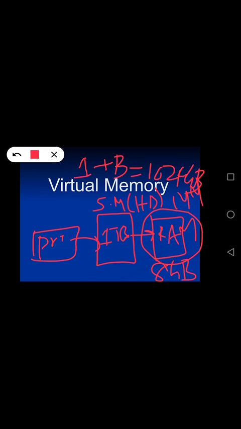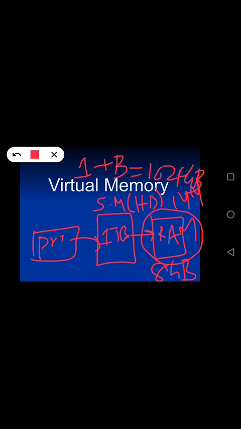So virtual memory allows the programmer to develop a program whose size is bigger than main memory, and whose size can be equal to the secondary memory. This is the goal of virtual memory.